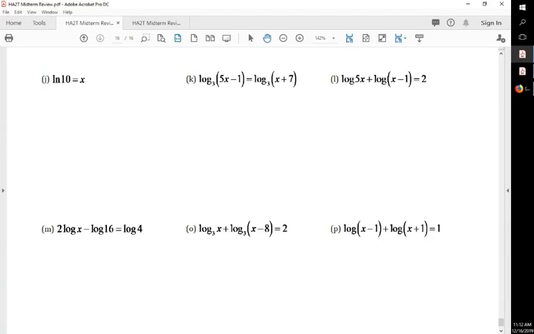All right, let's do K. For K, both sides have one log, and that's the goal. You always want to have one log on each side.